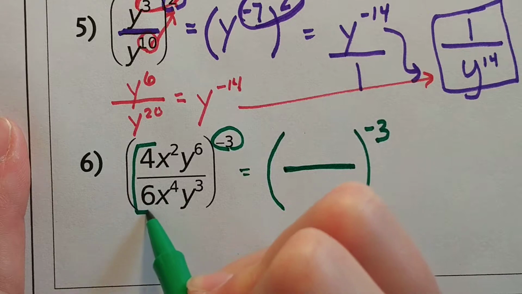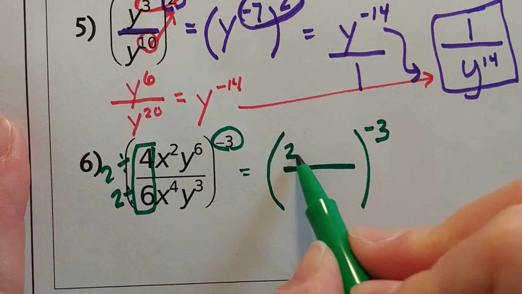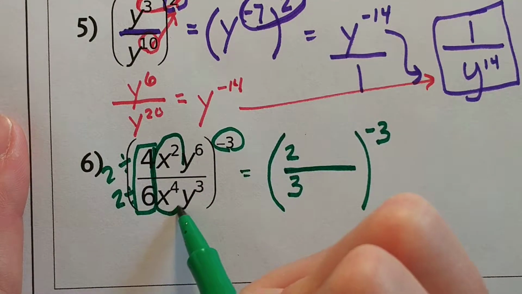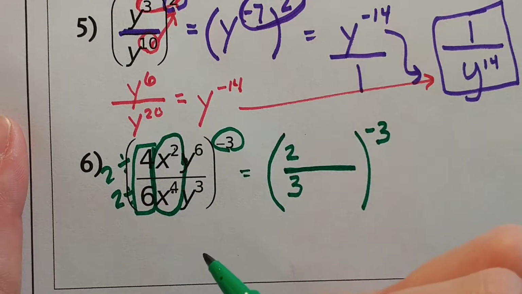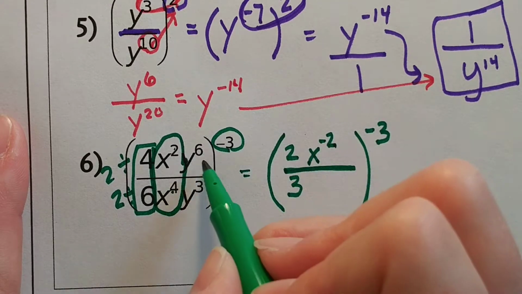So do you see that the 4/6, I can divide top and bottom by 2. And this is going to give me 2/3. Much better. Now the x's. If I divide powers with the same base, I subtract the exponents. 2 minus 4 is negative 2, and the answer goes upstairs. And now the y's.